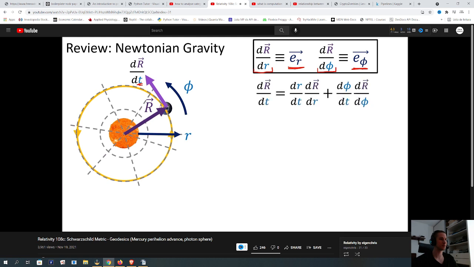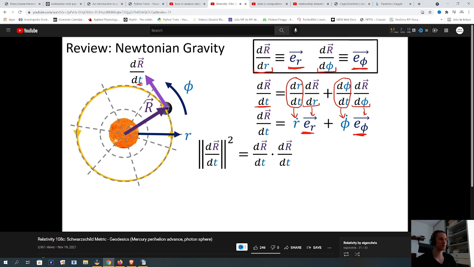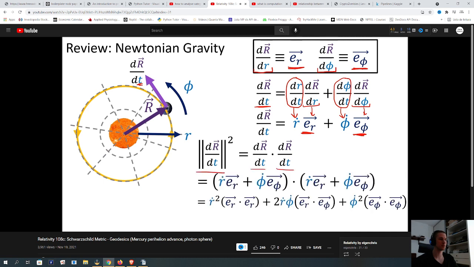Using the multivariable chain rule, we can expand the velocity vector in terms of the radial coordinate r and the angular coordinate phi. And here I'm going to denote time derivatives using an overhead dot above the variable. The derivatives of the position vector with respect to the coordinate variables give us the basis vectors e_r and e_phi. The squared magnitude of the velocity vector is just the dot product of the velocity vector with itself. Using the metric for polar coordinates, where e_r has length 1, e_r and e_phi are orthogonal, and e_phi has length r, so this dot product gives r squared, we get this formula for the squared velocity magnitude.